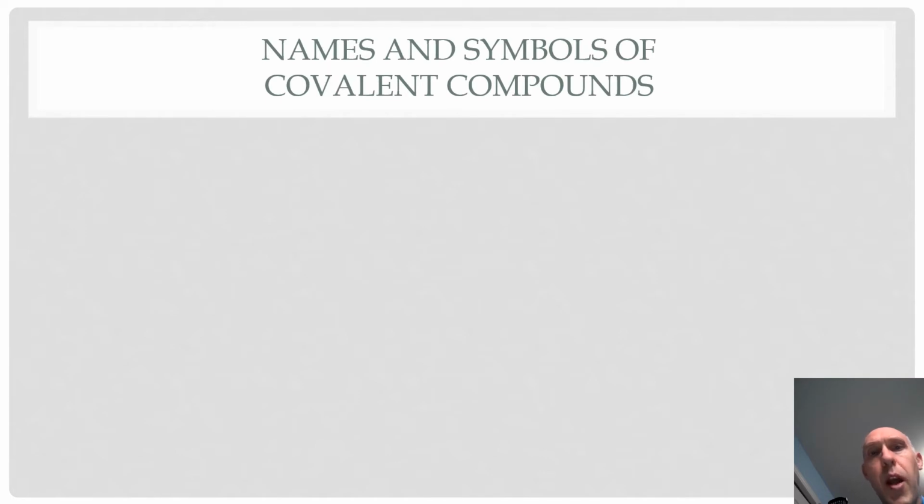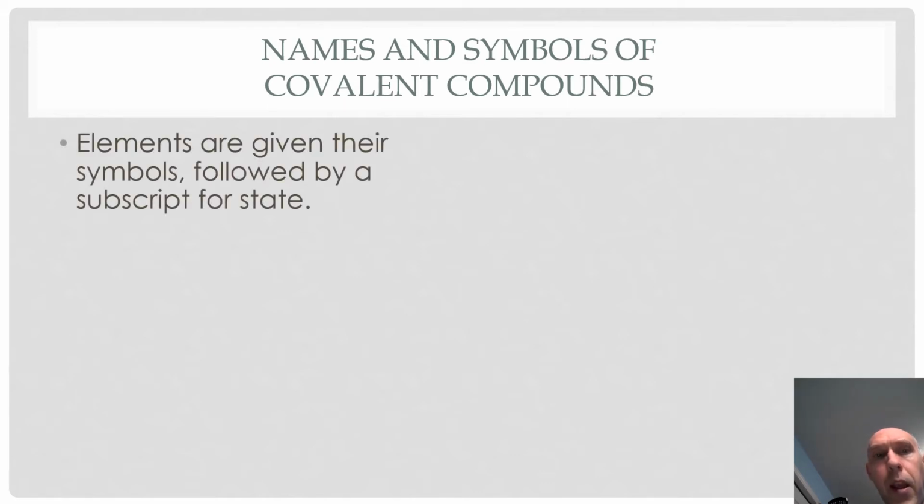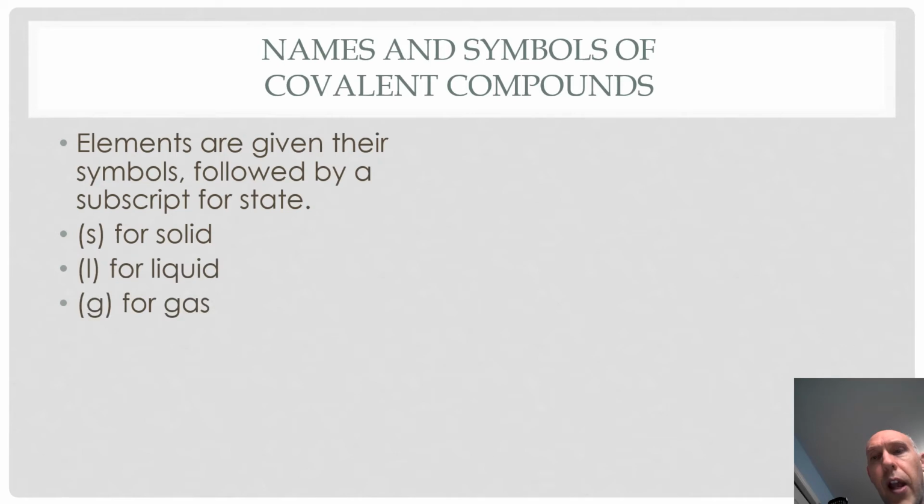We're going to spend some time with names and symbols of covalent compounds. I'm going to start with some elements. Elements are given their symbol followed by the subscript for their state. The states you probably remember from grade 10. They're fairly self-explanatory. S for solid, L for liquid, and G for gas, all of these being normally written as subscripts. I didn't make them subscripts here just so they're larger and easier to read.